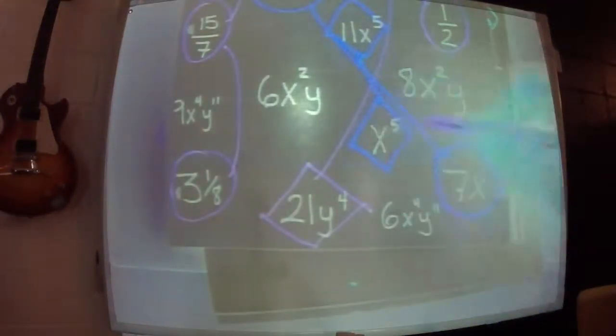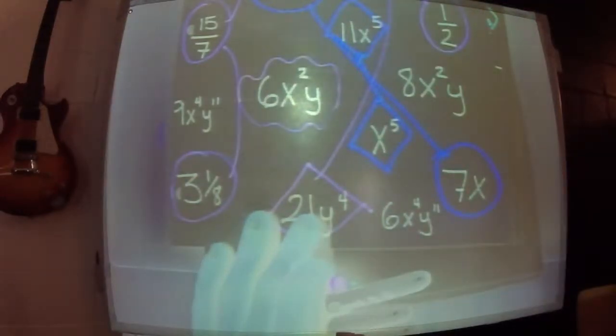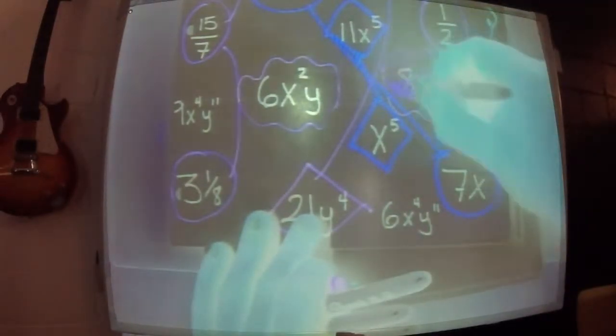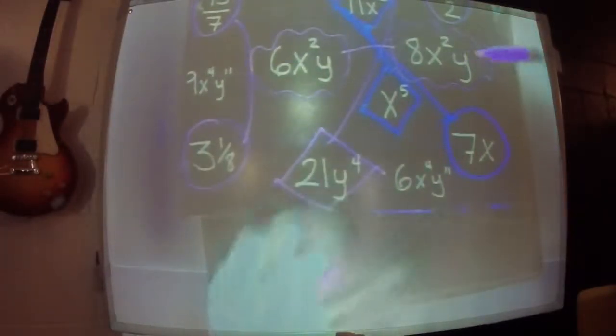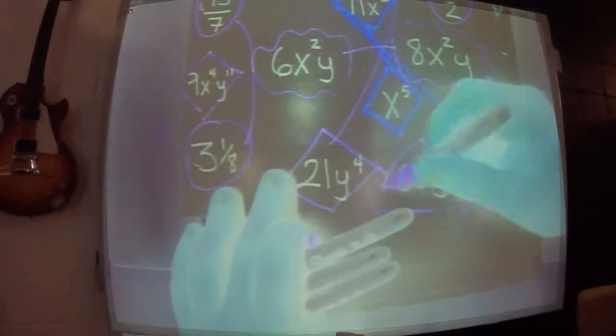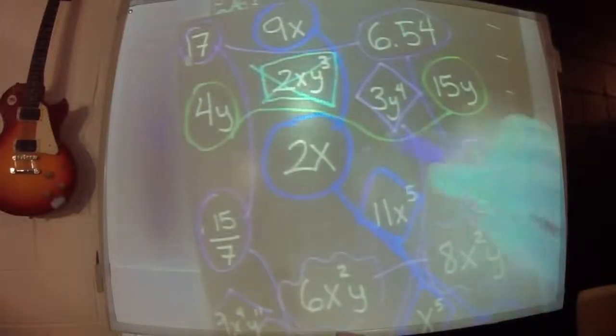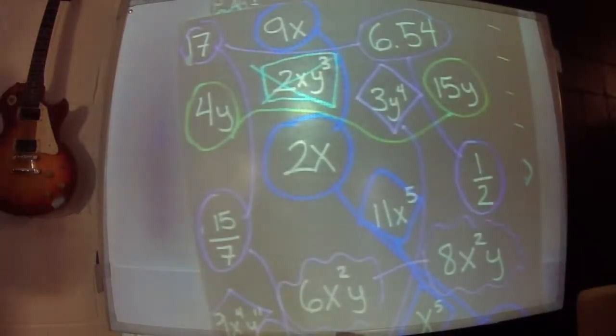6x squared y goes with x squared y. And then 9x fourth y and 6x fourth y. And you put them all together, and there was only one in the whole lot that didn't have any terms to go with it, and that was that. And so that is objective 31, identifying like terms.